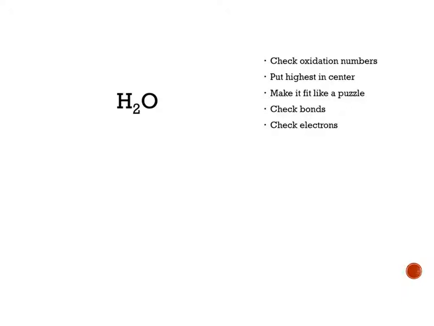Okay, so the oxidation number for hydrogen is 1. Oxidation number for oxygen is going to be 2. So which one goes in the middle? Oxygen goes in the middle. Okay, we'll put our hydrogens around it. And then we look at bonds, right? Oxygen wants 2 bonds, hydrogen wants 1 bond. And so we put a bond in between each of those.